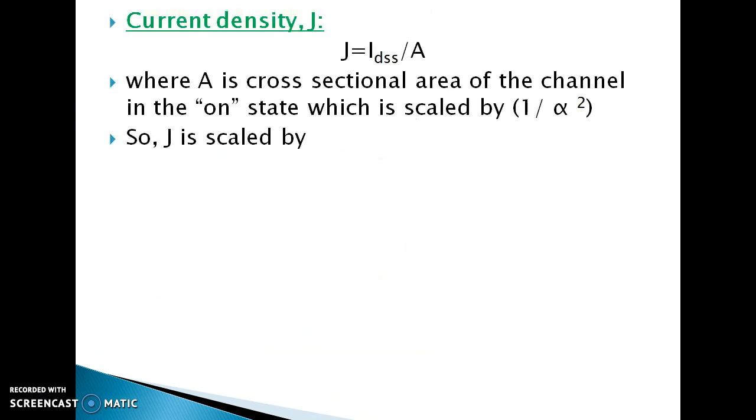And the current density equation, J, is given as IDSS by A, where A is the cross-sectional area of the channel. We know that A is scaled by 1 by alpha square. So J is scaled by IDSS, which we have just seen is 1 by beta. Therefore J is scaled by alpha square by beta.